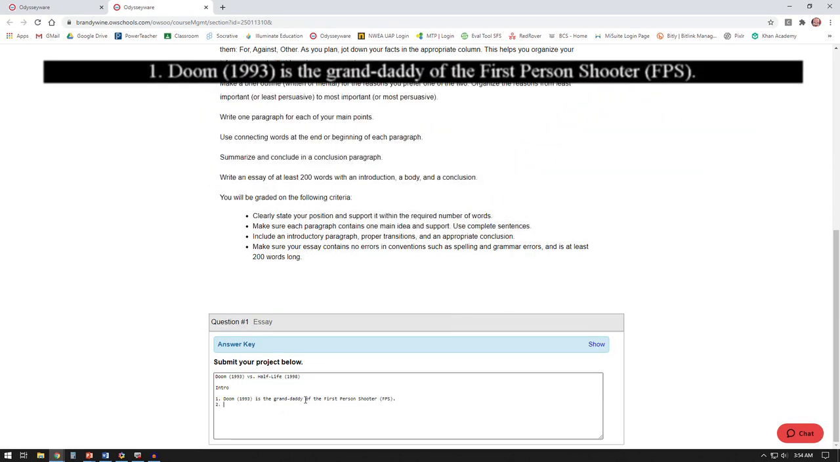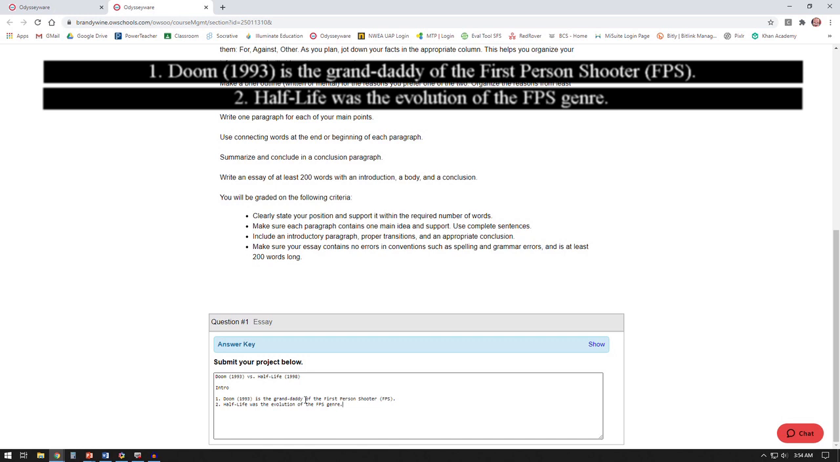For my second paragraph, I'm going to say that Half-Life was the evolution of the FPS genre. Half-Life was how that genre grew and became better than it was. So, one paragraph will talk about Doom and all of its glory. One paragraph will talk about Half-Life and all of its glory. And now I have to pick one. Which one's better, in my opinion?